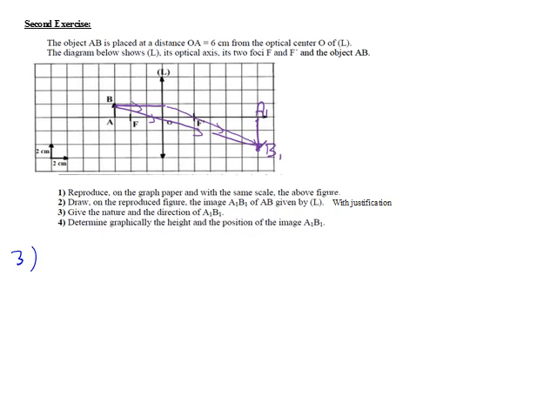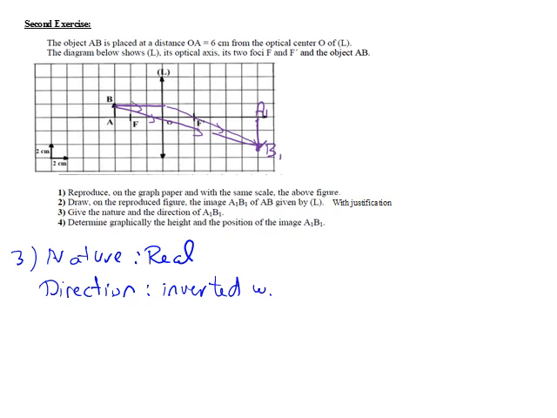3. Give the nature and the direction of A1B1. Nature, real. Direction, inverted with respect to AB.